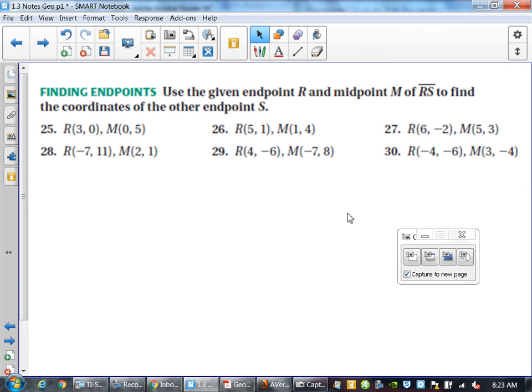Here are those 6 problems for you guys. If you want to just look up here, take a picture or whatever, if you just want to work through them real quick.